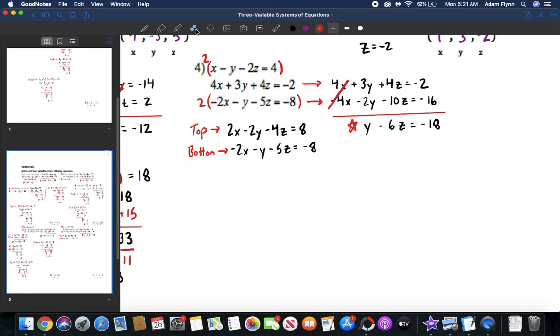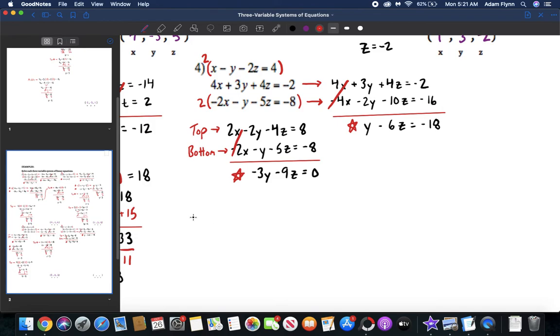I'm now able to combine these two equations. When I do that, my x's eliminate. I'm left with negative 2y minus y, which is negative 3y, negative 4z minus 5z, which is negative 9z, and 8 minus 8, which is 0. So this is going to be my other star equation.